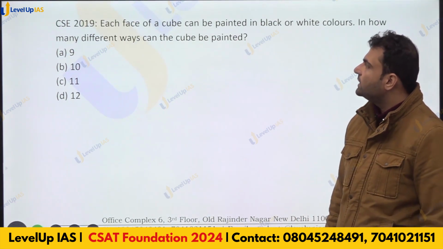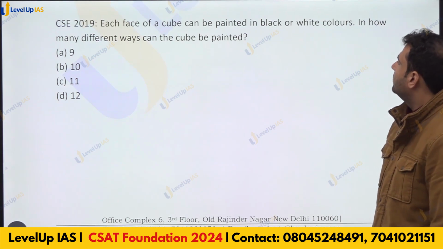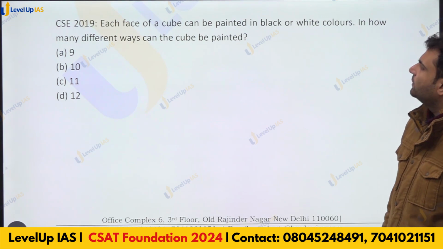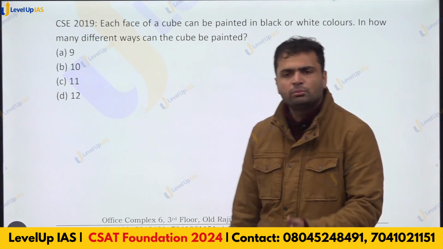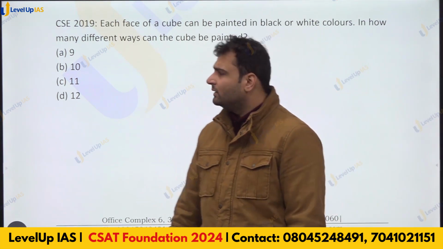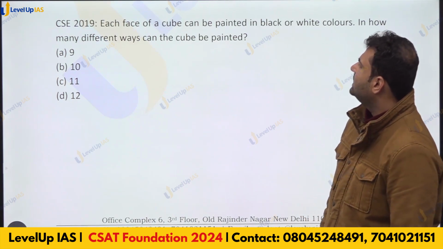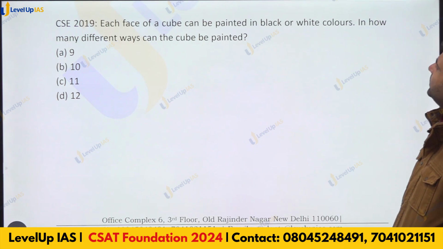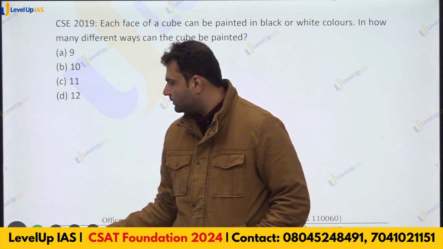Next, CSE 2019C, all the way back, there was a question. The question is, each face of a cube can be painted in black or white colors. In how many different ways can the cube be painted? Now, this is more a permutation combinations question than a cube question. But let us see, each face of a cube can be painted black or white. And in how many different ways can it be painted?